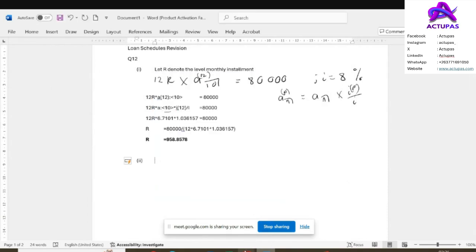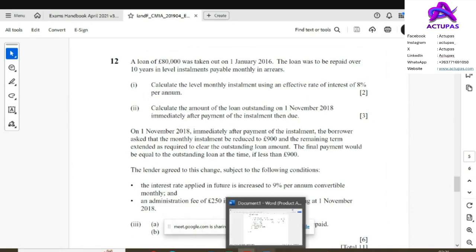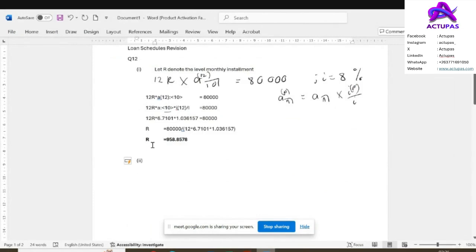Okay, part 2, what does part 2 say? Calculate the amount of the loan outstanding on 1 November 2018, immediately after payment of the installment then due. So from 1 January 2016 to 1 November 2018, the remaining term in a 10-year loan would be 7 years and 2 months. So the remaining term at that point is 7 years and 2 months.